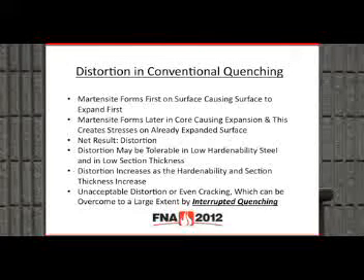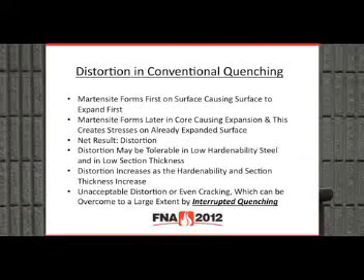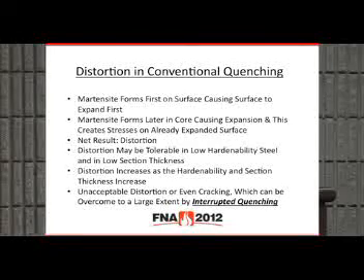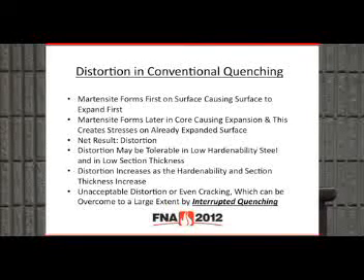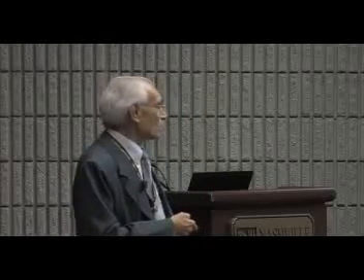This distortion may be within the tolerable limits on low hardenability steel and in low section thickness. But as the hardenability and the section thickness increase, distortion also increases. And it may reach the point of unacceptable distortion, or it may even cause cracking. And this can be overcome to a large extent by interrupted quenching, and we'll talk about that.